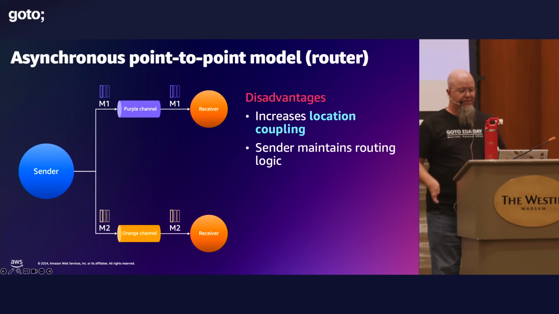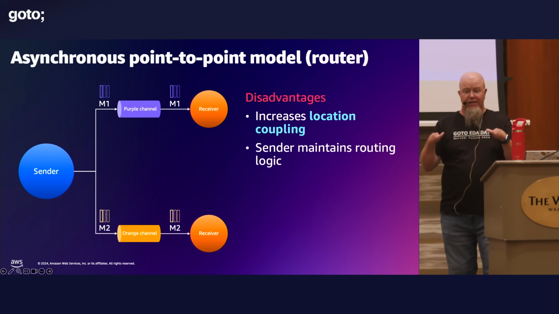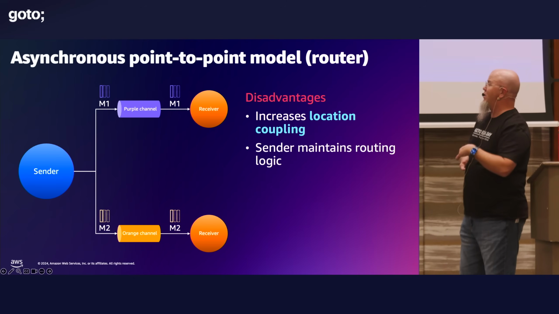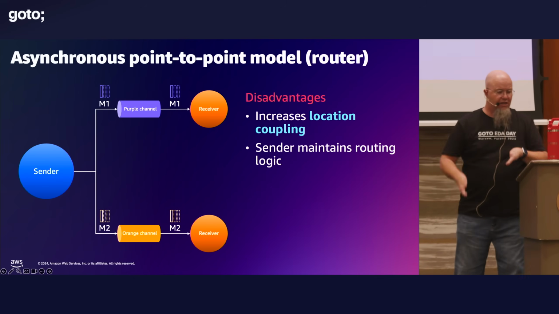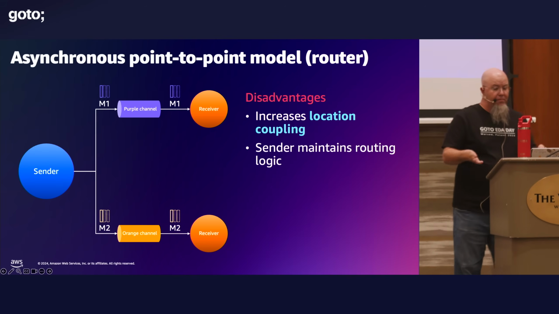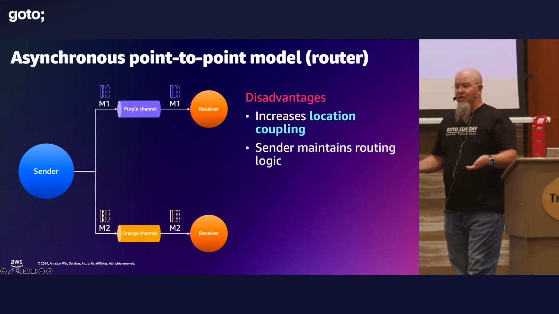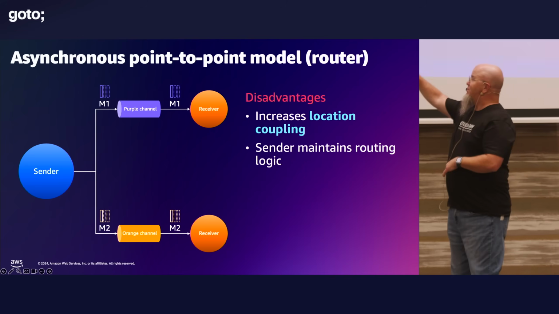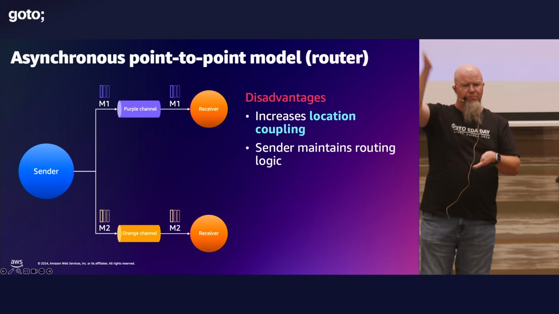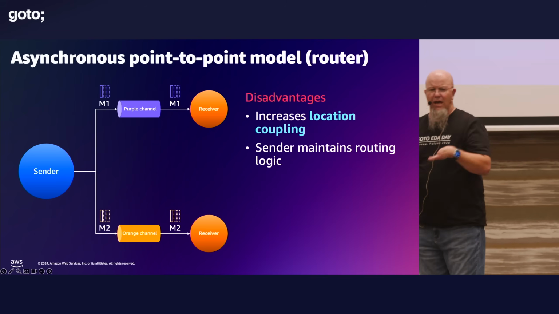So let's talk about the disadvantages. First of all, you have increased location coupling because the client needs to know where it's sending. If it's a purple, I need to send a purple. If it's an orange, it's sending these events. And the sender maintains the routing logic. If you think about this, it's really simple. You look at this and go, it's no big deal, Eric. I know that if it's a purple, I need to send a purple, and if it's orange, I need to send an orange, and that's fine.